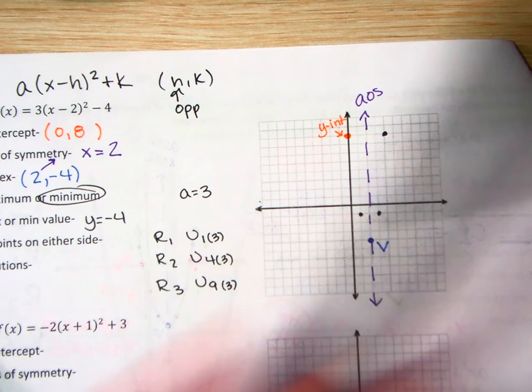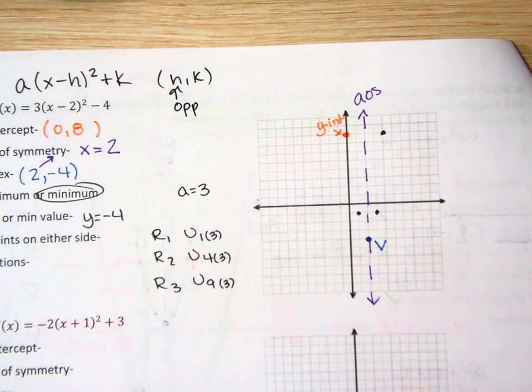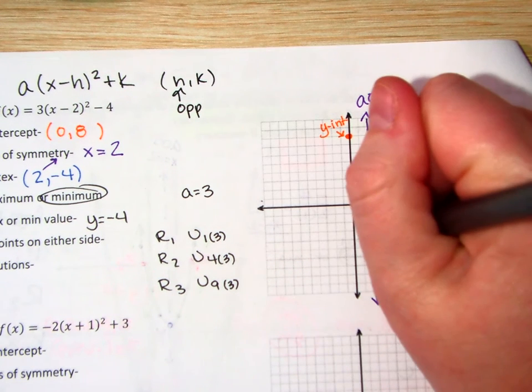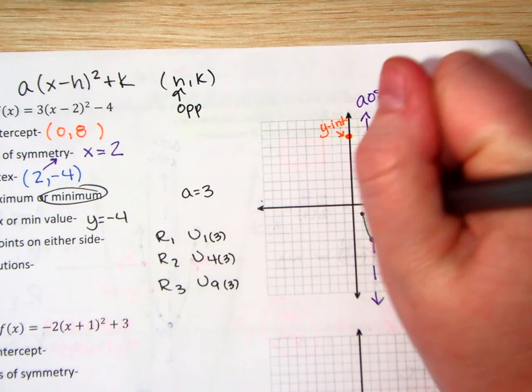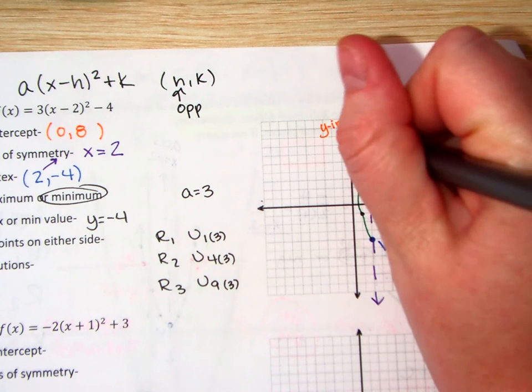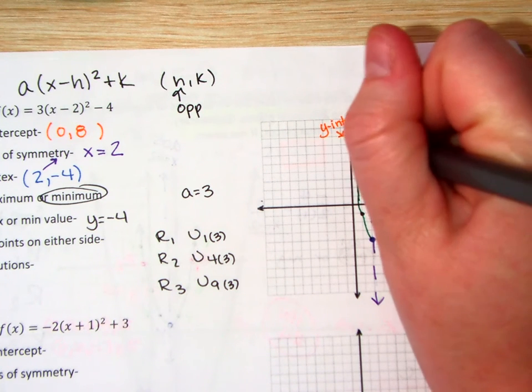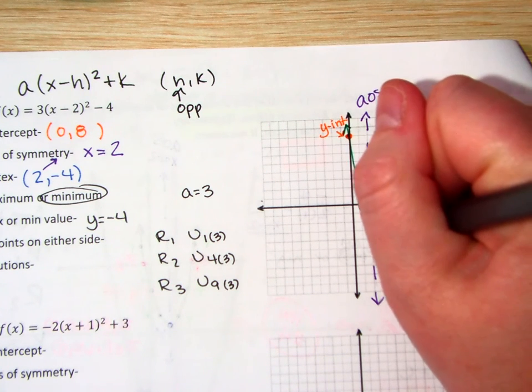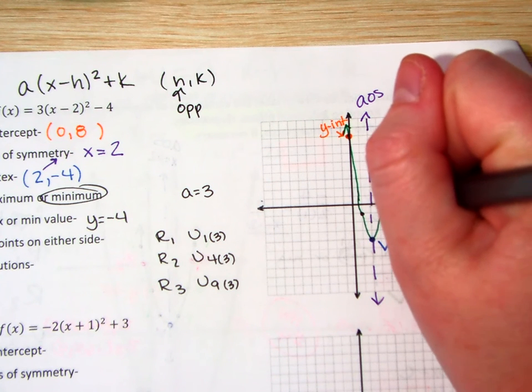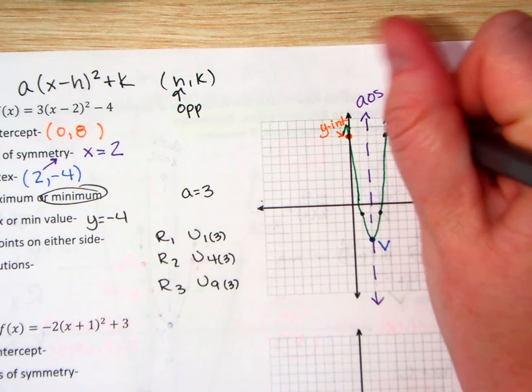Now, I'm going to connect these with my dots with my green pen. And then I'm going to cross the y-intercept. I'm not asking you to be so accurate that the values don't get found out. This is just a graph.